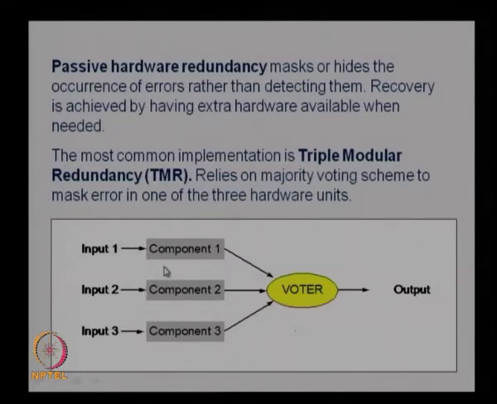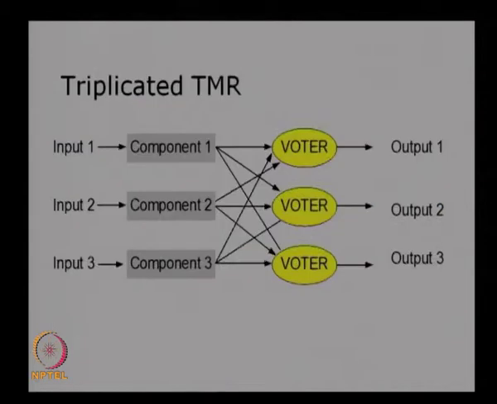So, if you want to mask more errors, we have to have more components. We can go for triple, or 5, or 7, or N modular redundancy. Instead of TMR, we can go for NMR to hide more errors. That is how passive hardware redundancy is implemented in a system to hide errors and recover from them. This is the passive hardware redundancy, and the voter is one of the important elements in the TMR.